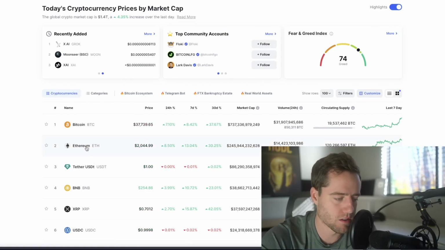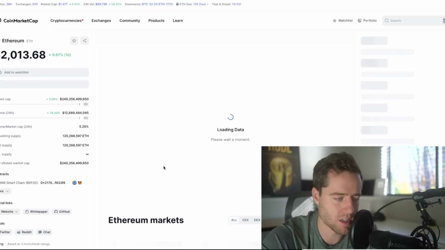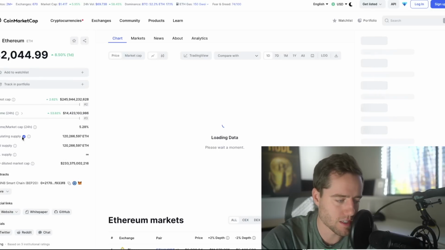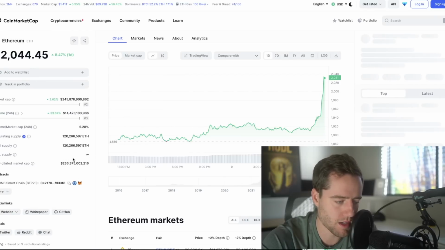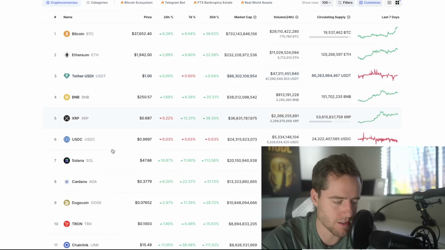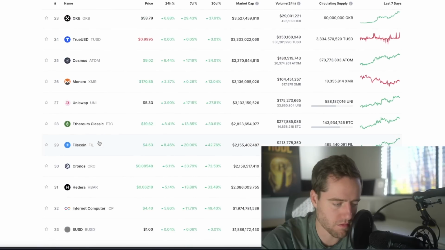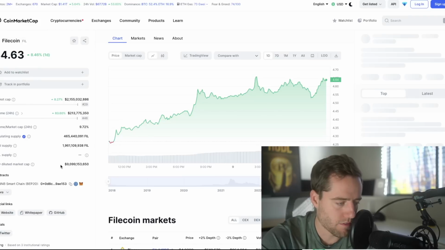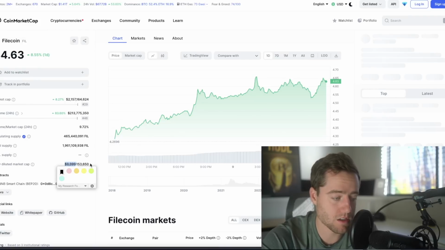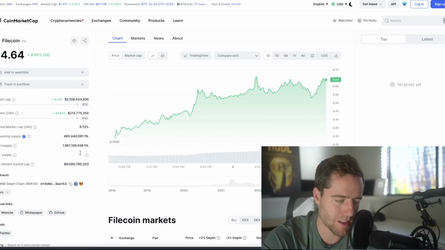One thing you also want to look at is just how much inflation there's going to be. For example, on a lot of tokens, you can see the circulating supply and then the total supply. Now, Ethereum's the same here, but you can see the fully diluted market cap down here too. Let me look at a different cryptocurrency. Like, let's pull up Filecoin, for example. Filecoin's fully diluted market cap, which is after all the tokens are released, is $9 billion. The market cap is only $2.2 billion. So that means that the supply is going to about 4x.